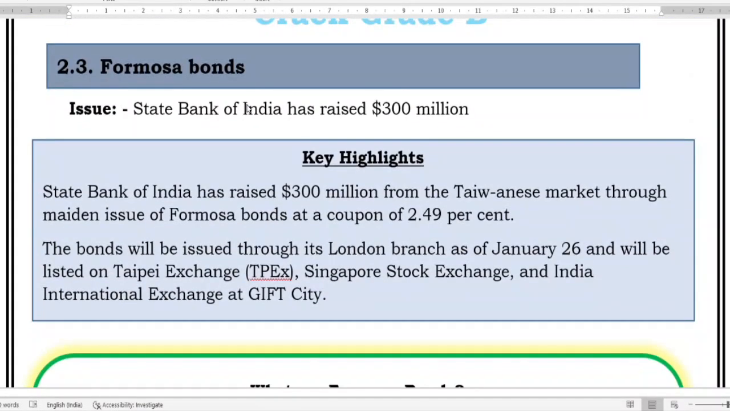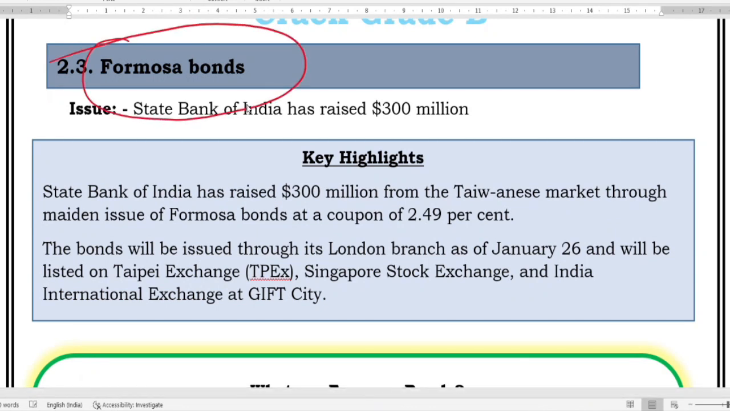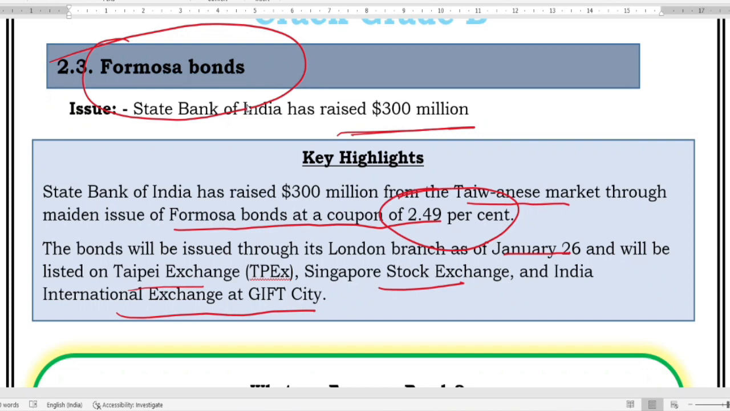Let's move forward. Formosa bond. This is a very important thing that happened during the second to third week of January. State Bank of India raised 300 million from the Taiwanese market through a maiden issue of Formosa bond at a coupon of 2.9449%. The bond will be issued through the London branch as of January 26 and will be listed on the TAPI Exchange, Singapore Exchange, and India International Exchange at Gift City, Gujarat.